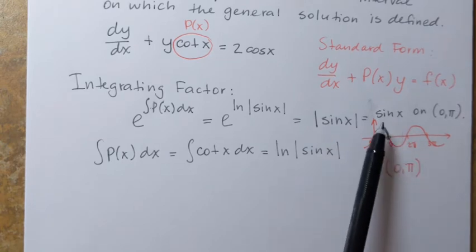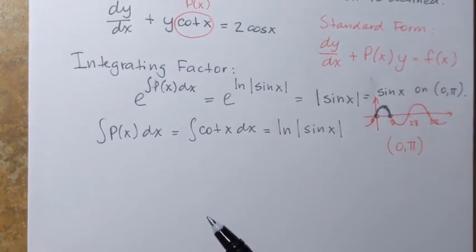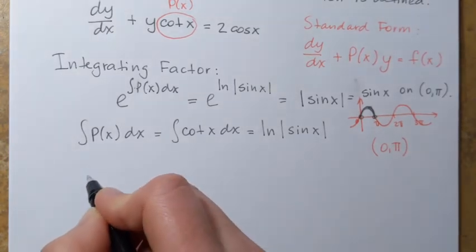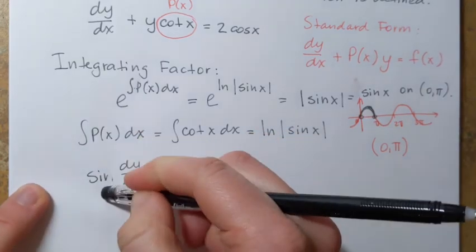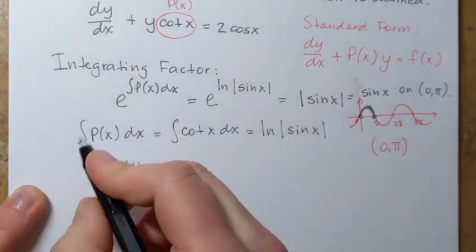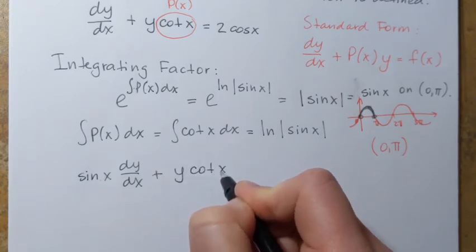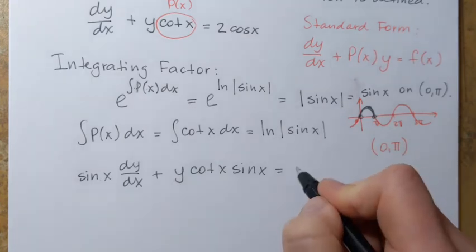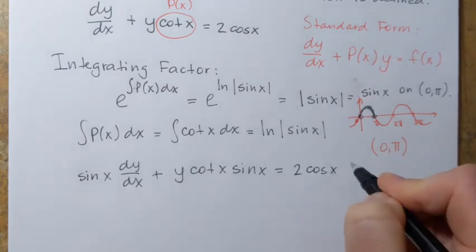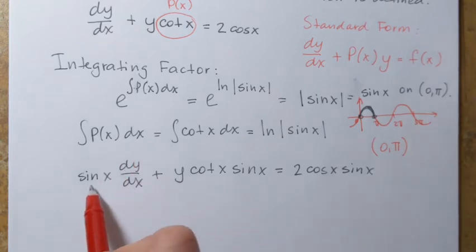Okay, so let's continue. Now we're going to take this integrating factor and multiply every term of that equation by it. So that's how it will look. It's going to be sine of x, of course, dy dx plus y cotangent x sine x. Here I'm putting it in front, here I'm putting it at the end, so it won't make any difference, right? Equals 2 cosine of x sine of x. So here it is, that integrating factor used to multiply every term of the equation.